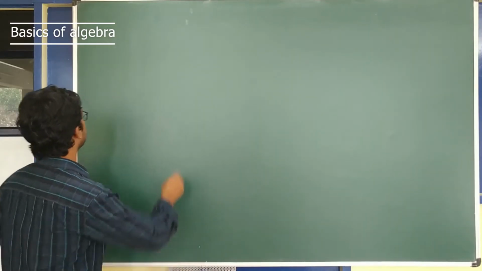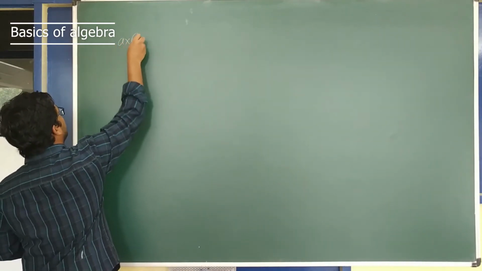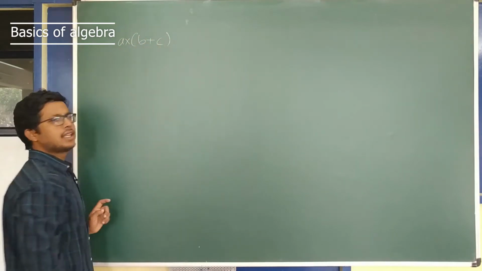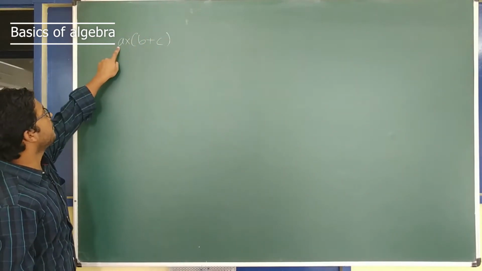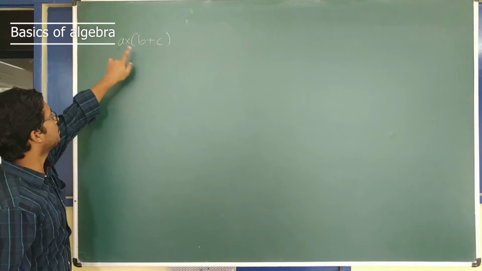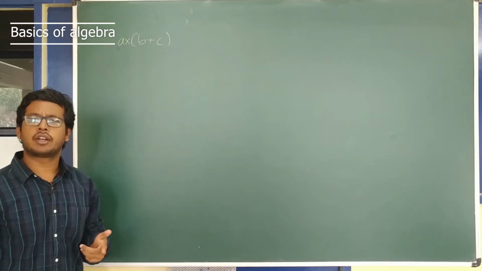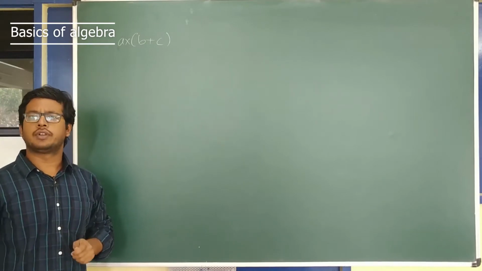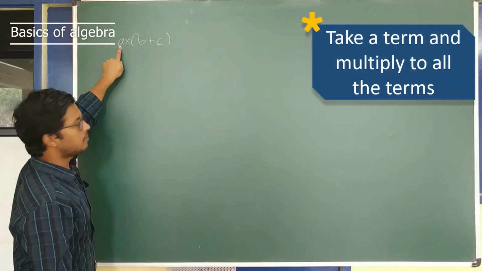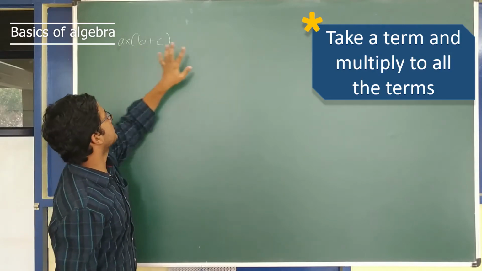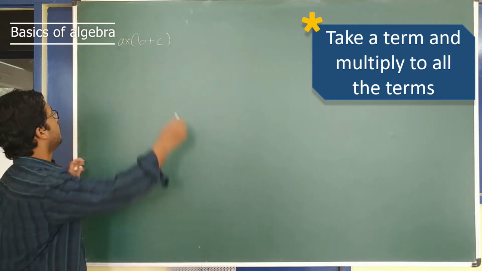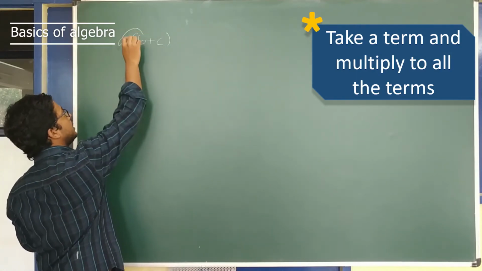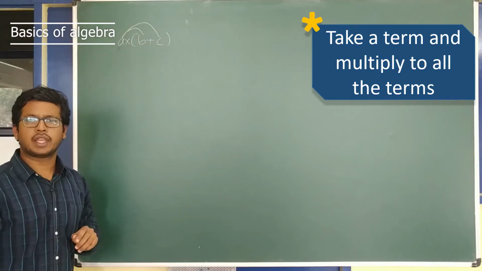So let's take for example A into B plus C. We'll take a very simple example. A here is a monomial because there is only one term. B plus C is a binomial. So here we are multiplying a monomial by a binomial. Now how do we do it? Remember this one. Take one term and multiply to all the terms that are present here. Very simple. So here we multiply A into B and then we multiply A into C.